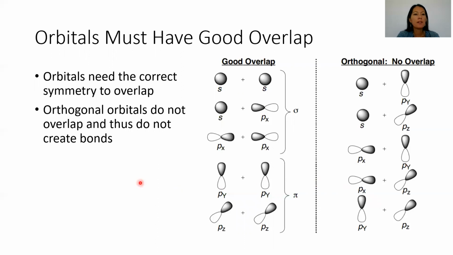This is my last slide in this video. Orbitals must have good overlap. So this will come into play later, but these are all examples of good overlap, head-to-head overlap here. Notice the phases need to be the same. This is orthogonal, so these do not have good overlap.